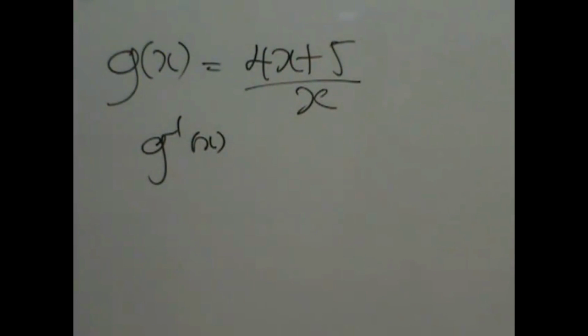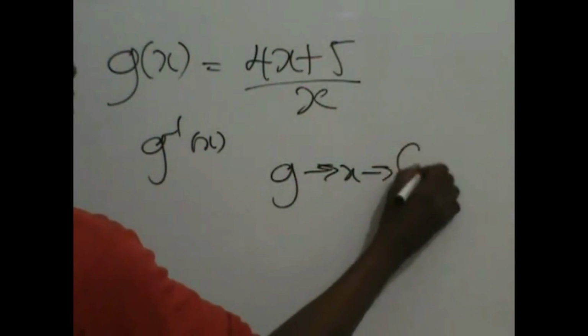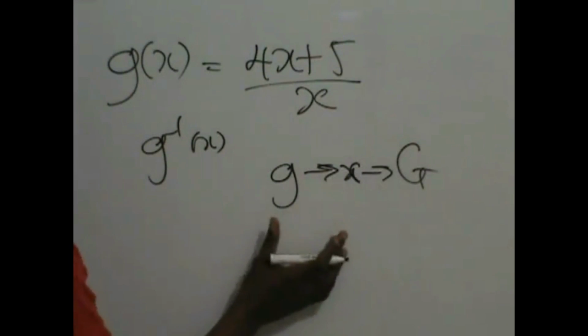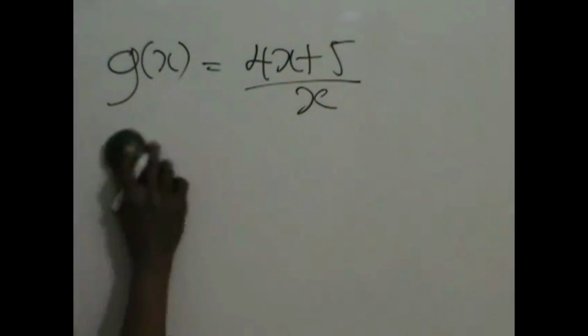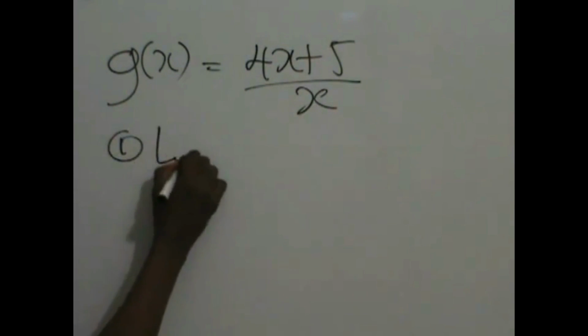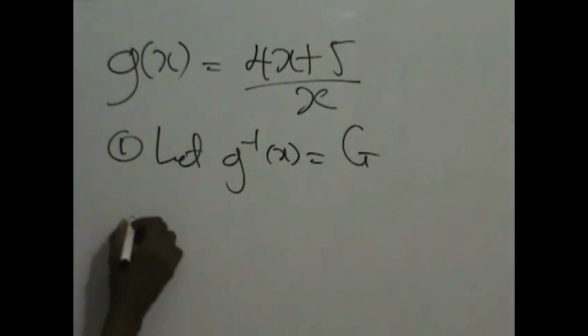So in this case, the fx transform will be written as small g, x to big G. Same thing as the f. The only difference is that we change the f to g. So following that template, the steps will proceed as follows. Step 1, you let g minus 1 of x equal big G.